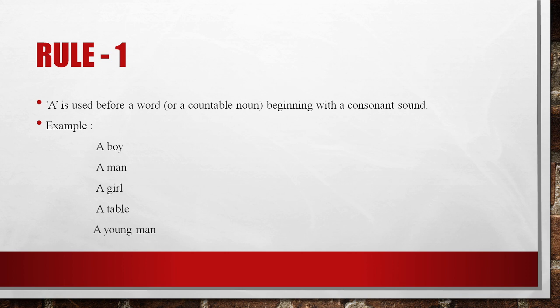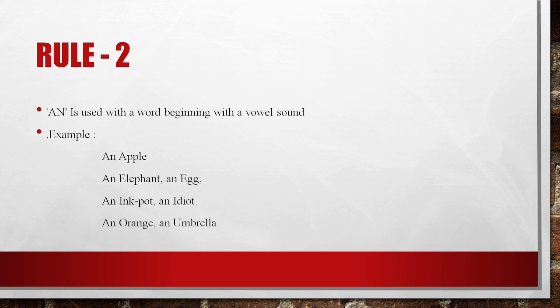Let us pass on to rule 1. A is used before a word or a countable noun beginning with a consonant sound, like a boy, a man, a girl, a table, a young man. We cannot predict where the article a will be used.